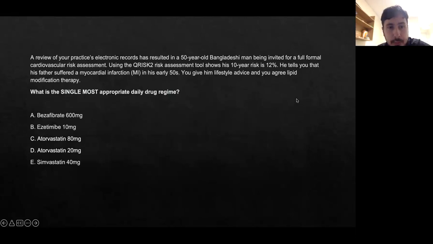Now, a review of your practice's record shows a 50-year-old Bangladeshi man invited for a full formal cardiovascular risk assessment. They used the Q-Risk-2 score, and his 10-year risk is 12%. He tells you that his father suffered an MI, and you give him lifestyle advice and do some lipid modification therapy. What's the single most appropriate daily drug regime?